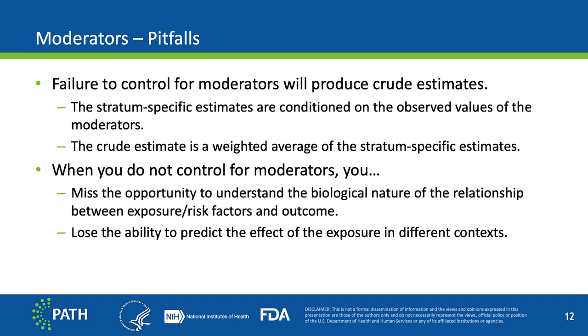You still get an estimate, which we're calling a crude estimate. It's not an incorrect estimate, it's just a weighted average of potentially more interesting estimates by group or by stratum. If you don't account for them, you don't have a biased estimate, you just miss the opportunity to better understand the relationship. The last point here is important. If you ignore the moderator and you're only estimating this crude effect, it's difficult to do prediction. For instance, if sex is an important moderator of an effect, and I ask you to predict the outcome for a male, you might not get a good estimate for that prediction because you don't know how the effect differs for males versus females.